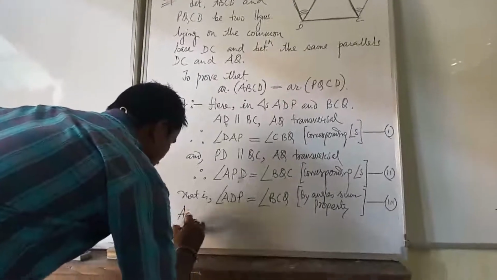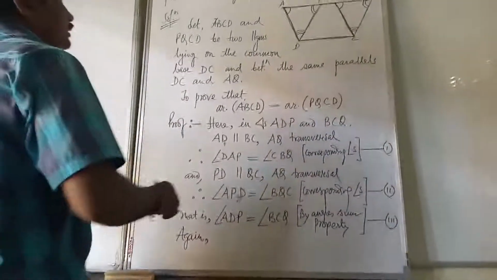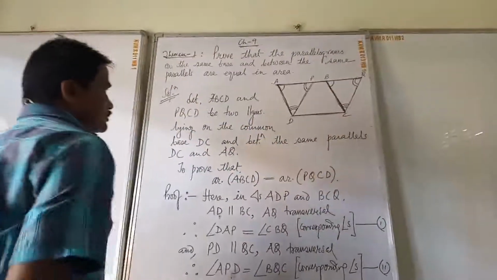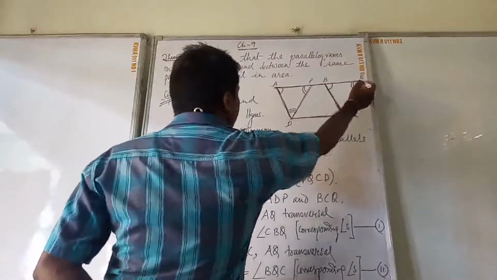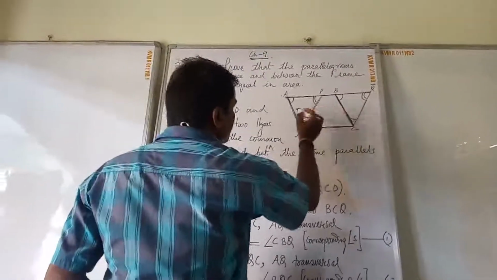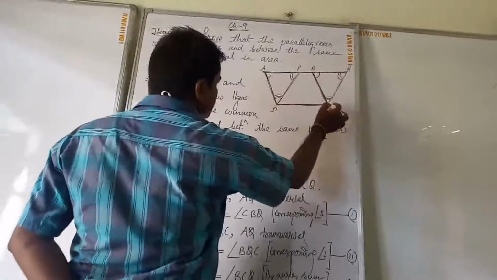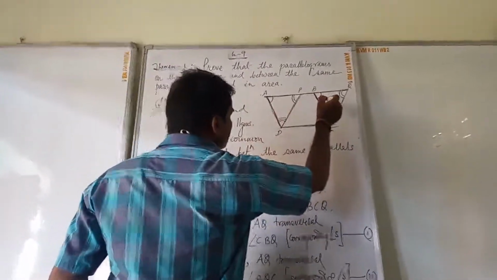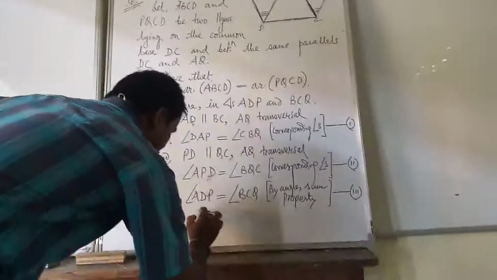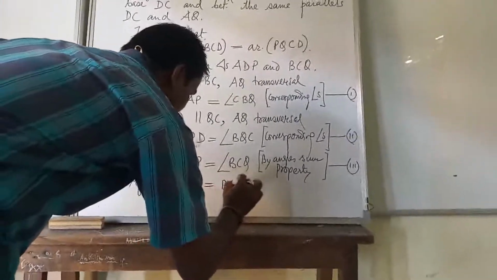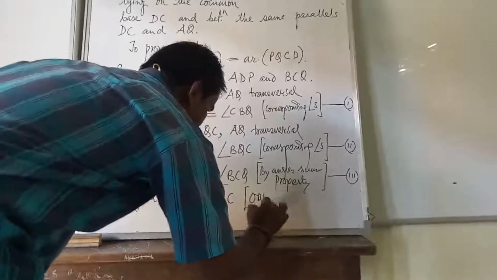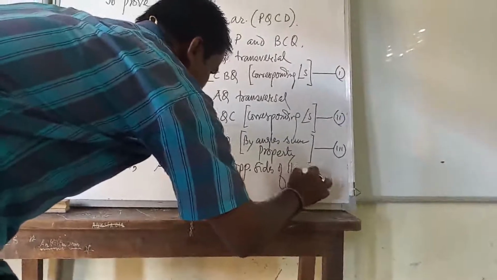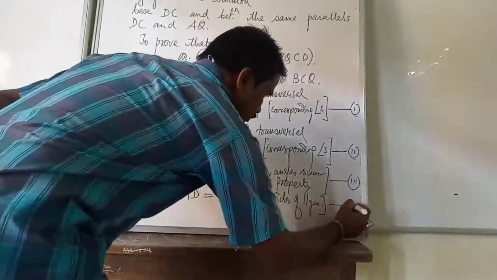Again, AD equal to BC, also PD equal to QC. Why? This equal to this because they are opposite sides of parallelogram ABCD. Opposite sides of a parallelogram are equal, so we can say AD equal to BC. So again, AD equal to BC, opposite sides of parallelogram. Let this be number 4.